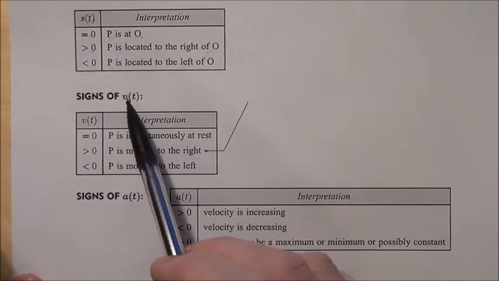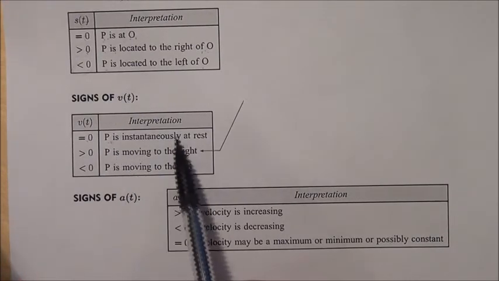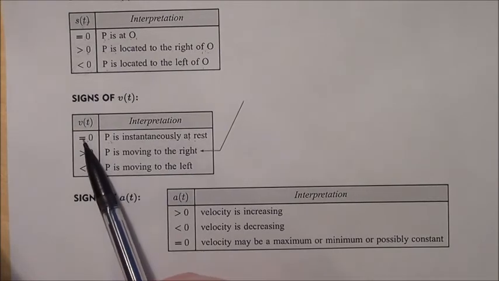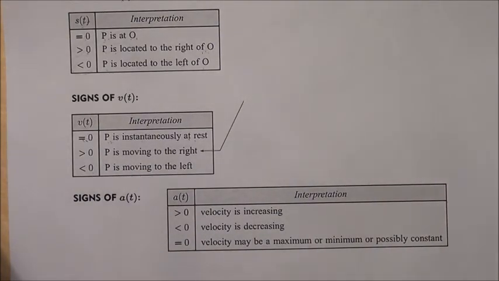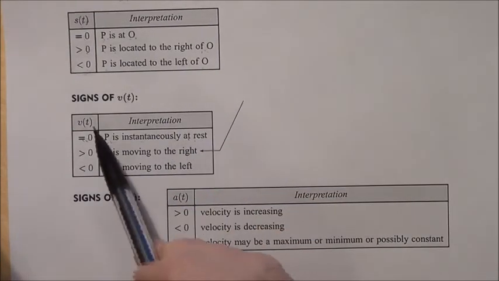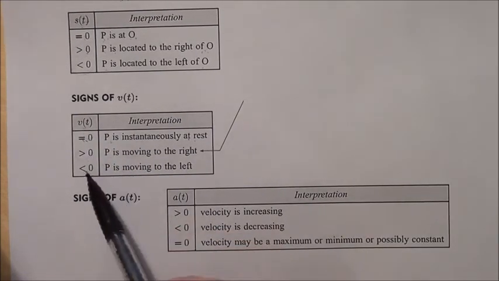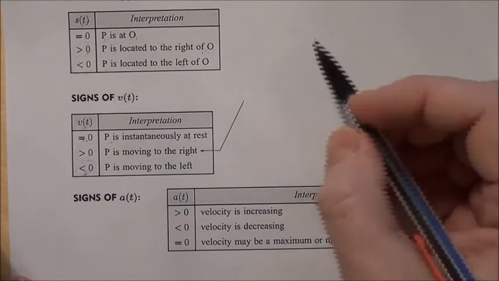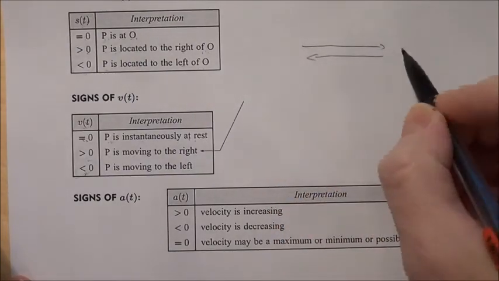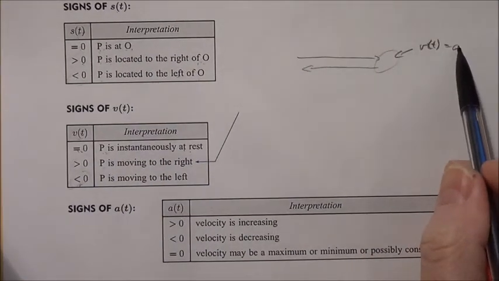When we look at the signs of the velocity function, if the velocity function is 0, then we know that this particle is instantaneously at rest. So right at that split second where the velocity is 0, the object has stopped moving. If the velocity function is greater than 0, the particle is moving to the right, and if it is less than 0, then the particle is moving to the left. So if an object is moving to the right and then all of a sudden starts moving to the left, right where it changes direction, that's when the velocity is equal to 0, because it has to come to rest momentarily in order to change directions.